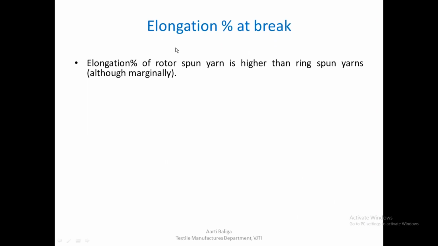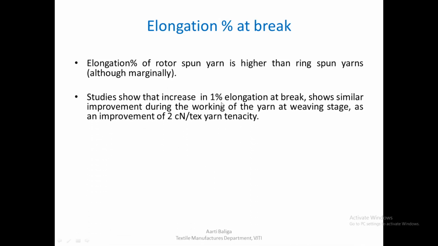So let us look at another property of rotor spun yarn, that is elongation at break. Elongation percentage of rotor spun yarn is slightly higher than ring spun yarn, which is marginal, very small. Studies show that an increase in 1% elongation at break shows a similar improvement during the working of the yarn at the weaving stage, and equivalence would be around 2 centinewton per tex of yarn tenacity. So a 1% increase in elongation is almost equal to 2 centinewton per tex in terms of working of the yarn at the downstream processes like weaving.